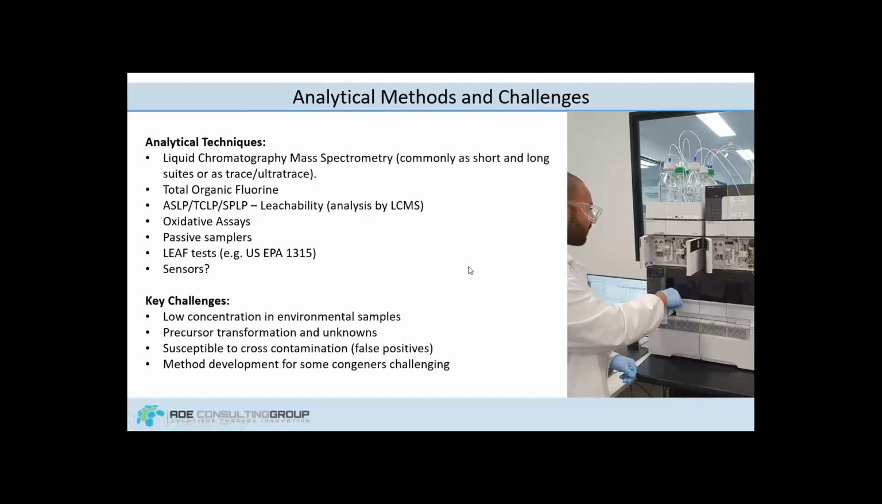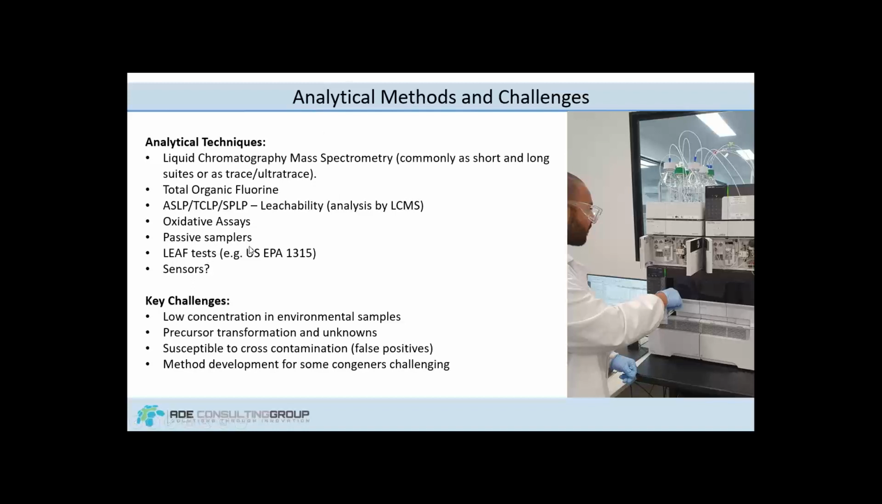There are a number of oxidative assays for determining what percentage of precursors are in a sample. So this is taking a soil or water sample, oxidizing it, and then measuring the difference between pre-oxidative assay and post-oxidative assay to determine from those endpoints how many other species of precursors that weren't tested in this standard test are present in the sample.